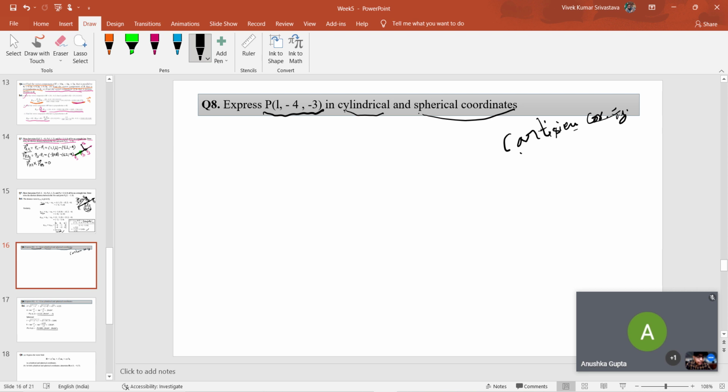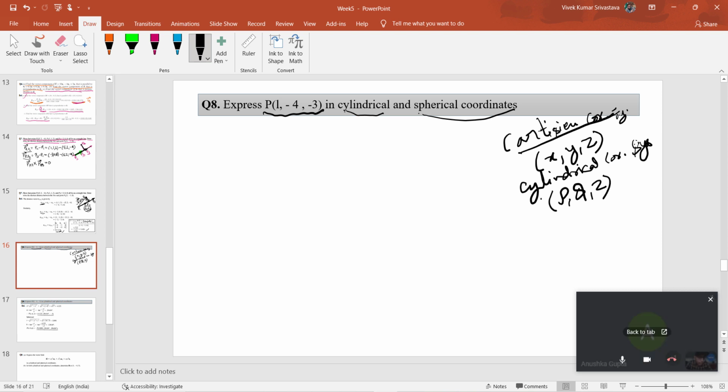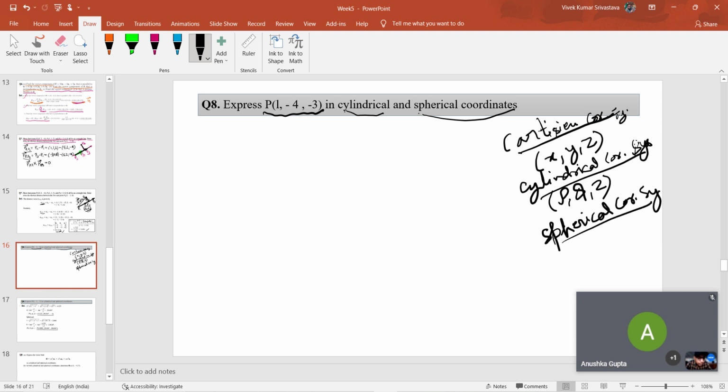So for representing any point in the Cartesian coordinate system, we take x, y, and z as the parameters, whereas in the cylindrical coordinate system, we will use the parameters rho, phi, and z. Okay, and for the spherical coordinate system, we will use the parameters r, theta, and phi.